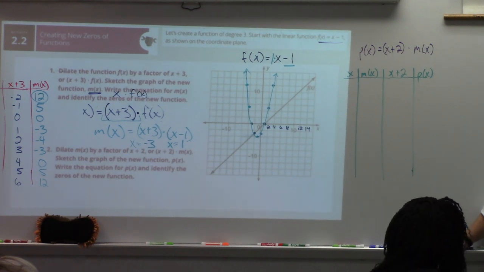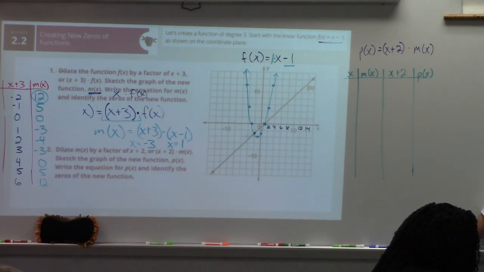Okay, so what 2 do you see? 0 plus 2? No, one of the m of x is 0. Negative 4 to positive 1. Say that one more time. Negative 4 to positive 1. Those might be x values that I want to look at, but I'm talking about 3 points that are going to be important for P of x.